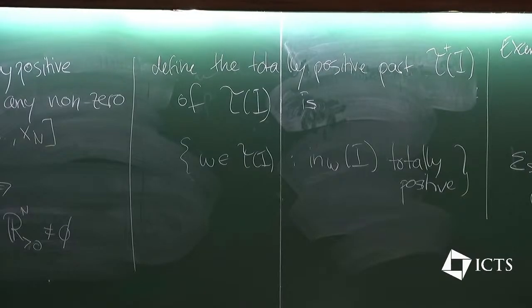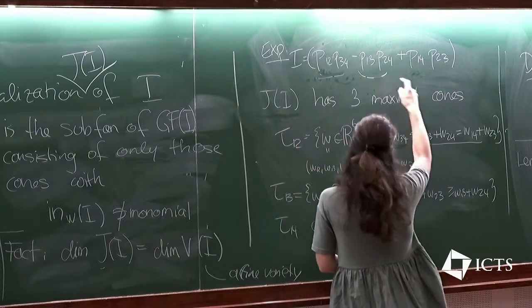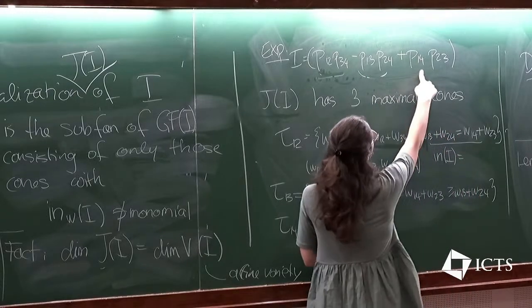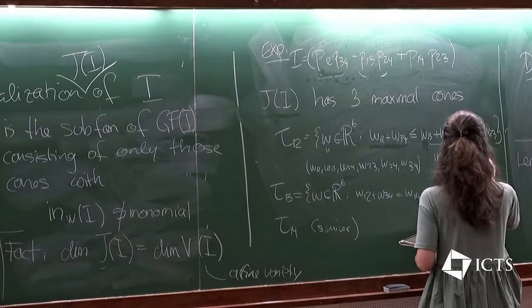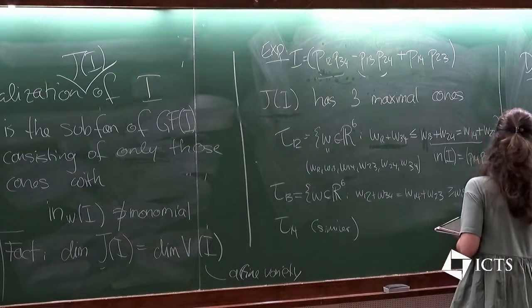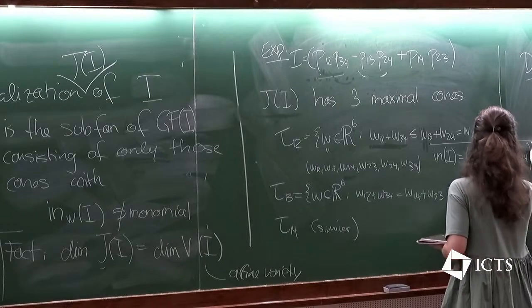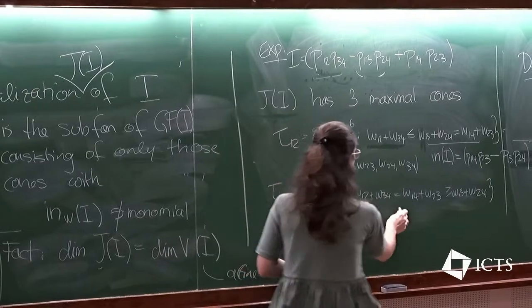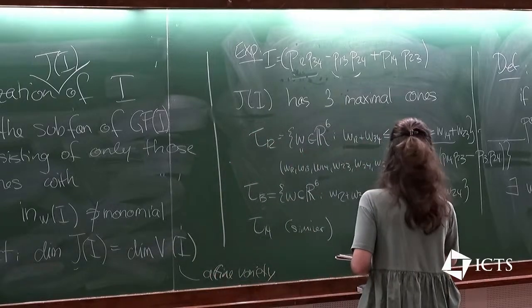So we can look at this here. If I'm in my cone tau 1,2, we saw the initial form, well, these two weights win the race, which means the initial ideal here is generated by this binomial. And in this case, the initial ideal is generated by the two monomials corresponding to these terms.